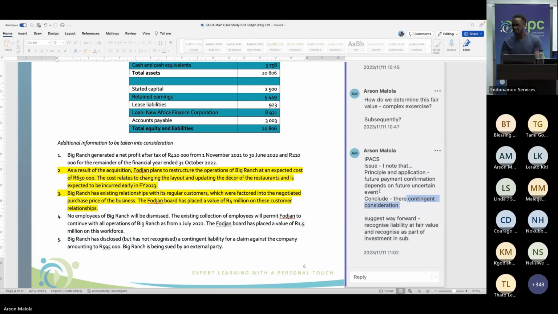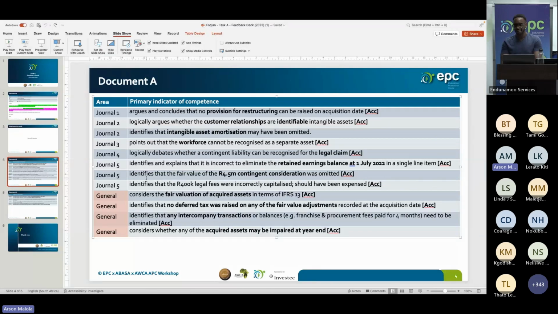For this particular indicator, it's worked out such that even if you just identify that there's continued consideration, by applying the principles you would have still been able to tick off this indicator. But if it just so happened that the marking grid was designed such that it was an identifies and explains, or identifies and proposes a solution, you wouldn't get that indicator.